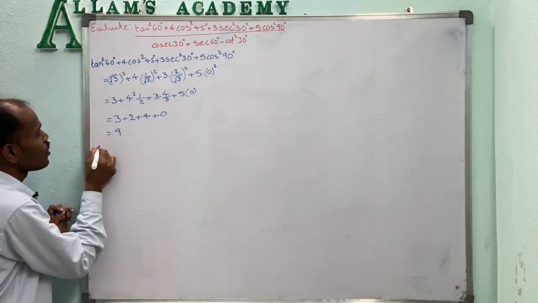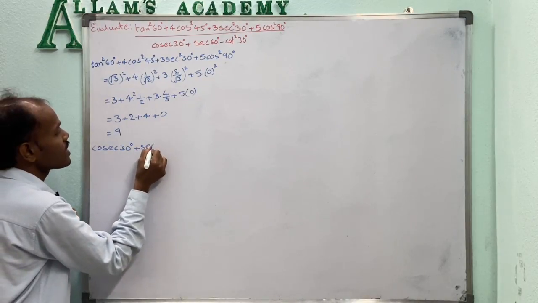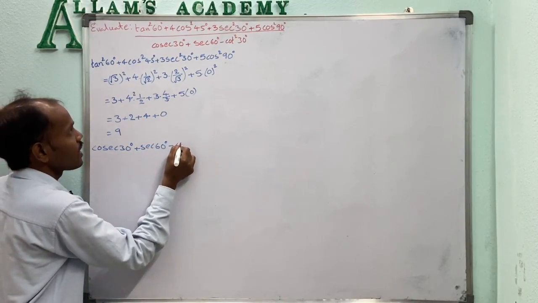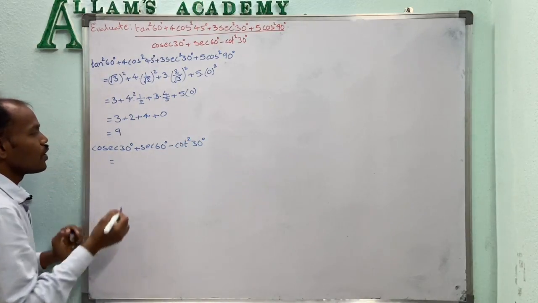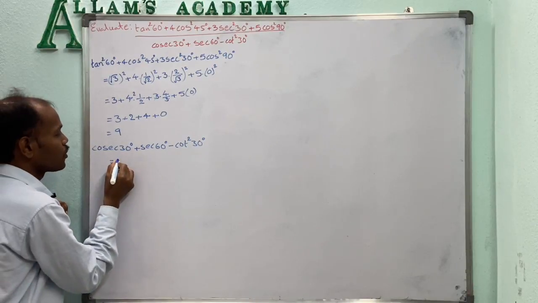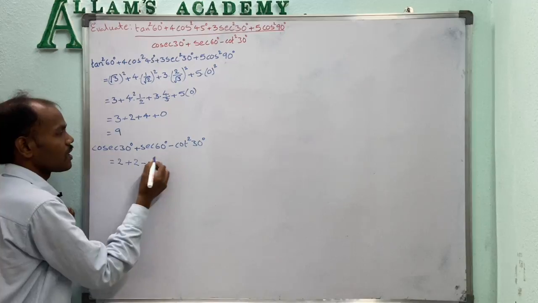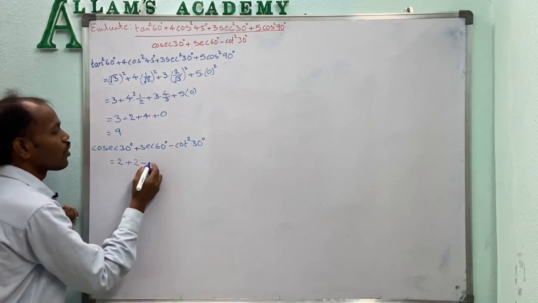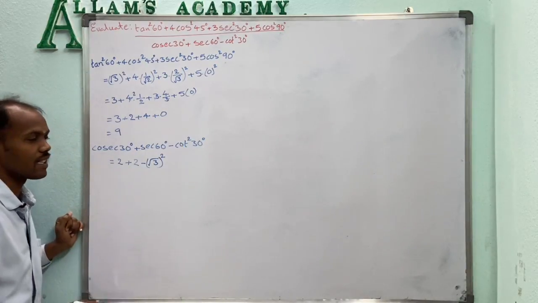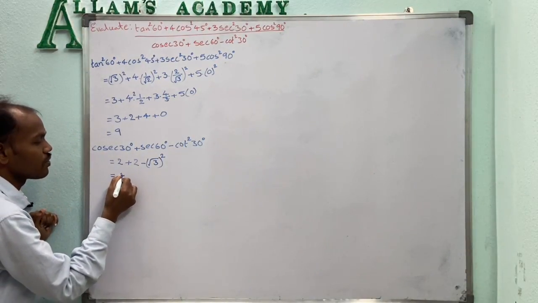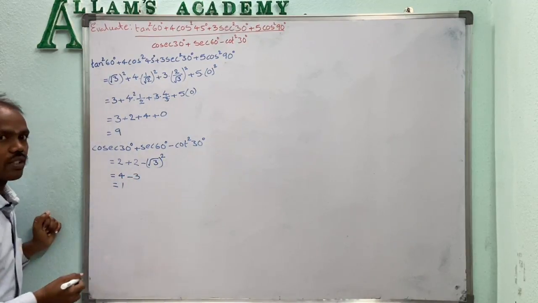Next, the denominator: cosec 30 degrees plus sec 60 degrees minus cot square 30 degrees. Cosec 30 equals 2, sec 60 equals 2, cot 30 equals root 3. So root 3 whole square, cot square 30 degrees is given. So 2 plus 2 is 4, minus root 3 whole square equals 3. 4 minus 3 equals 1.